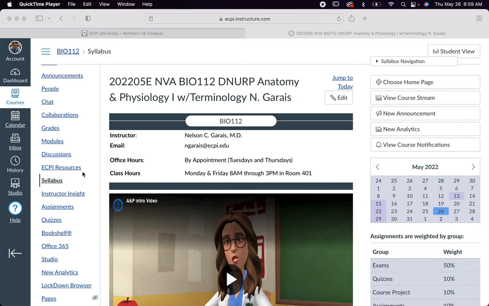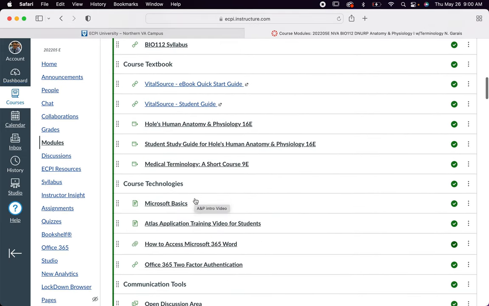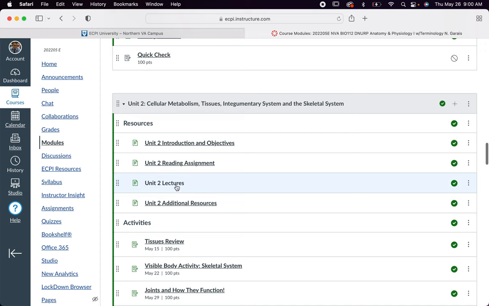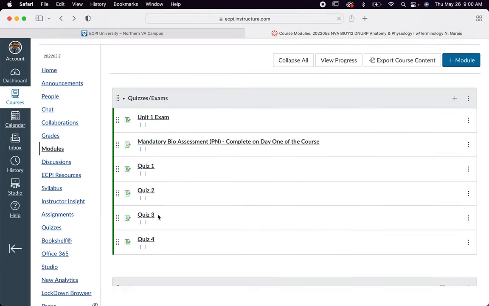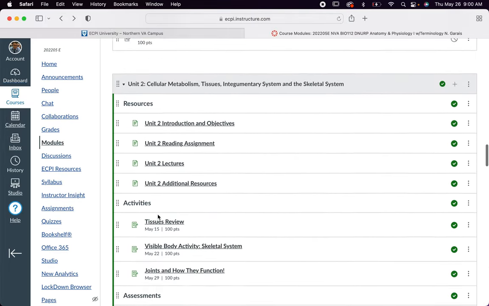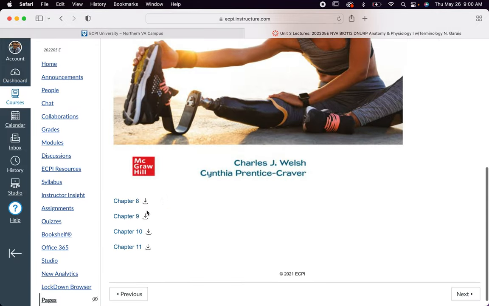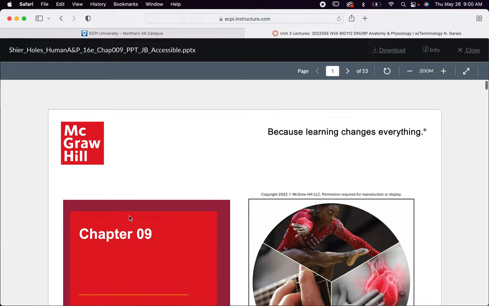And this is the Chapter 9 kind of review, kind of re-lecture. So let's go into our modules, and then look for... are we in unit 2, unit 3? Yeah, we're in unit 3. Sorry about that. Scroll down, you go to your unit 3 lectures, and we find chapter 9.